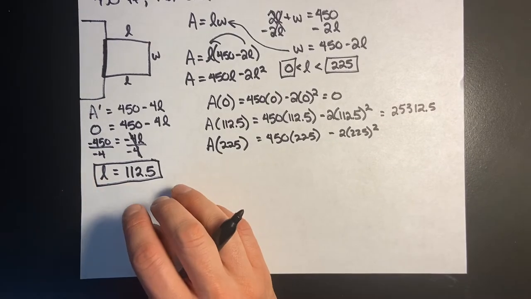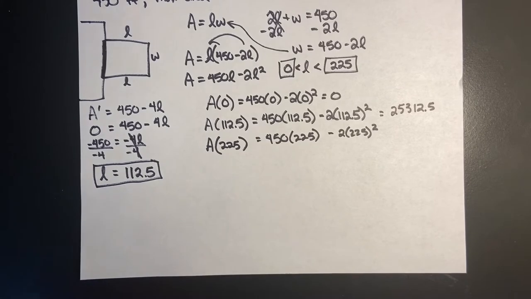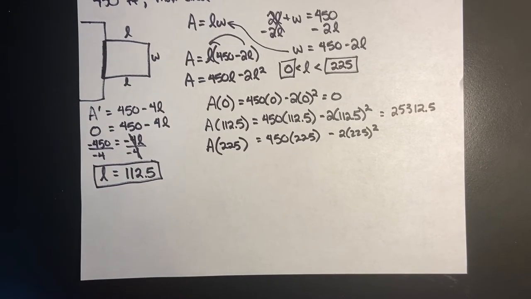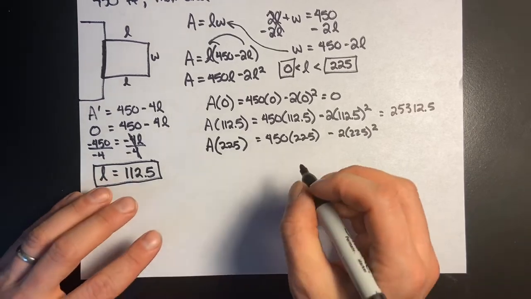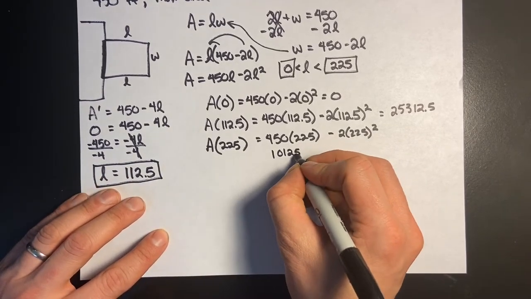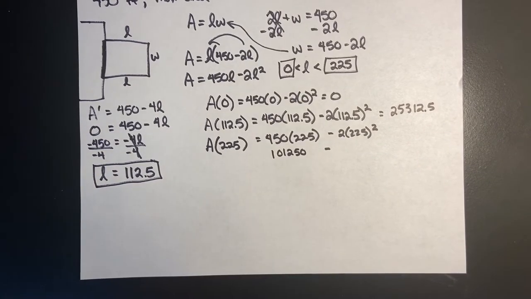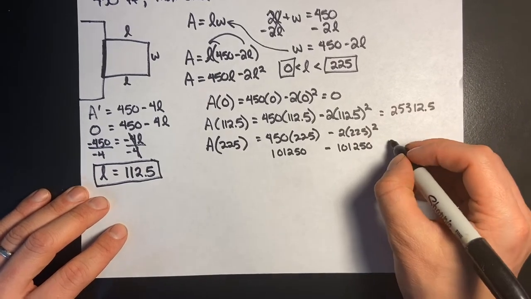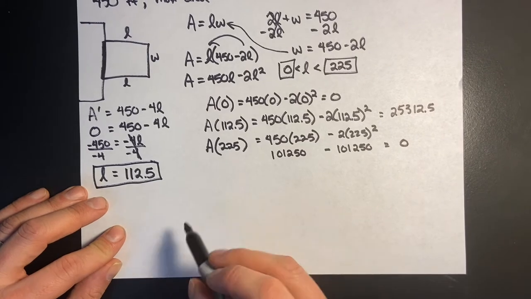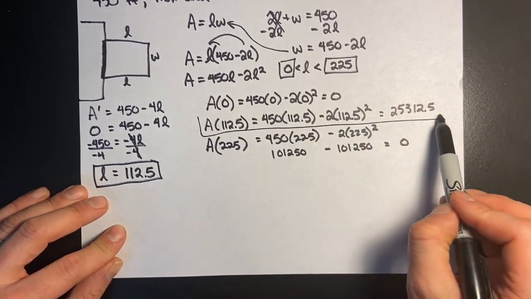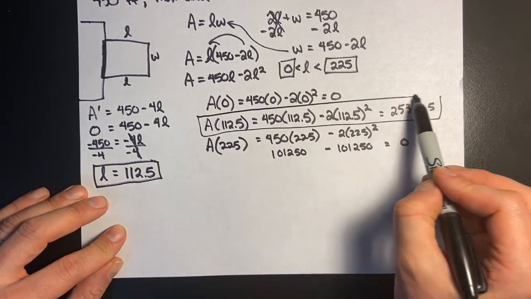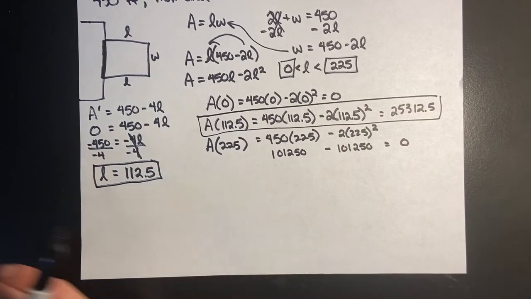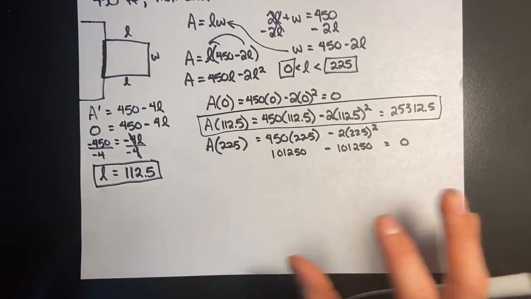Okay, 450 times 225 is a big number. Two times 225 squared is that same exact big number. So it ended up that guy right there gave us our maximum area.